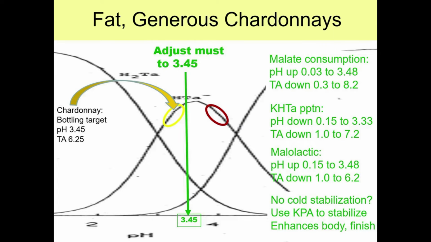On the other hand, maybe we feel like we'd like to have a little less acidity than 6.2 in this particular wine. Then we can cold stabilize, and that'll drop the pH and drop the TA as well. So we have some flexibility there. Let's move on to red wines.